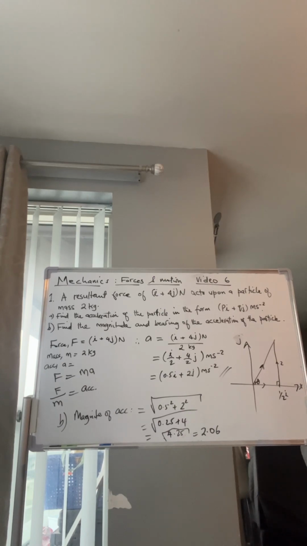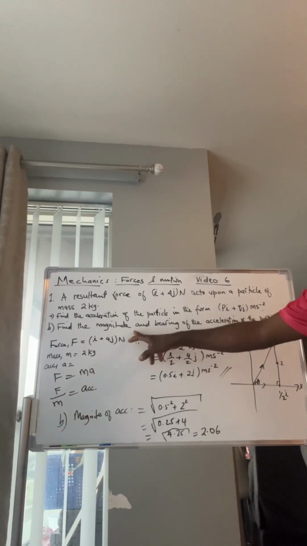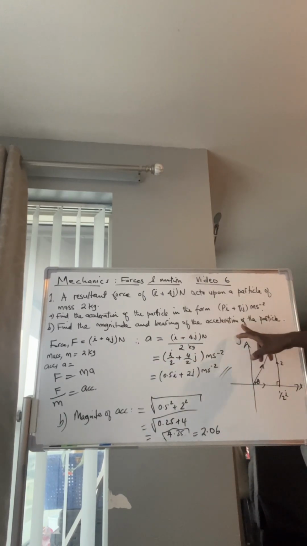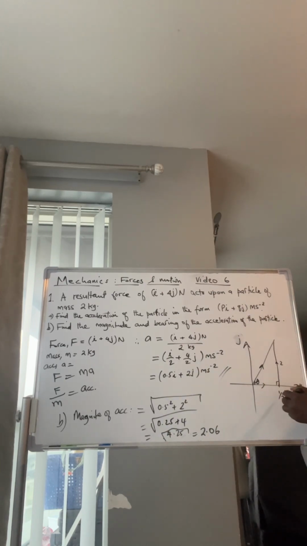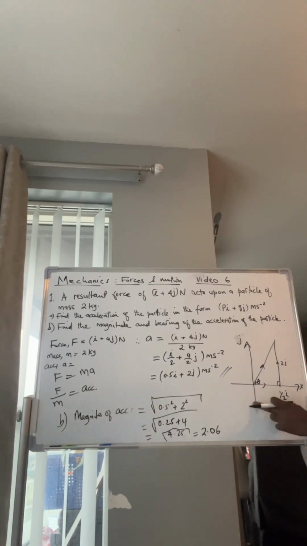Correct? Put your theta there. Now they want you to find the bearing. We've got the magnitude, which is 2.06, and you're asked to find the bearing of the acceleration of the particle. So you have on the x-axis 1/2, and on the vertical axis you have 2. You want to find this angle. So what is theta?